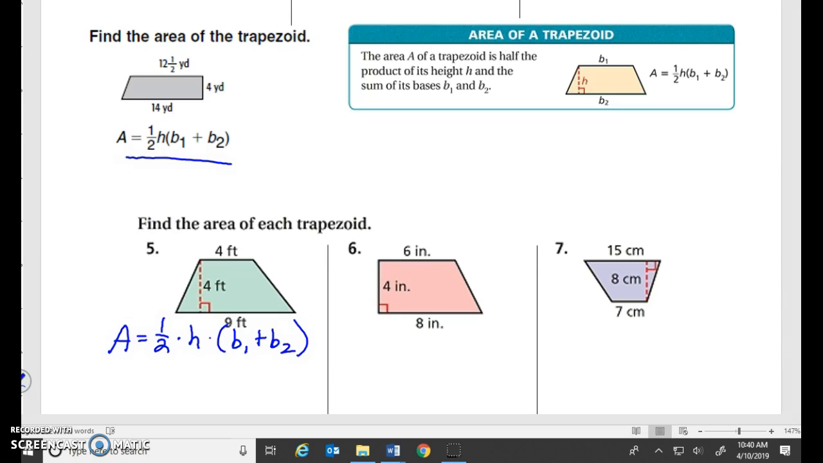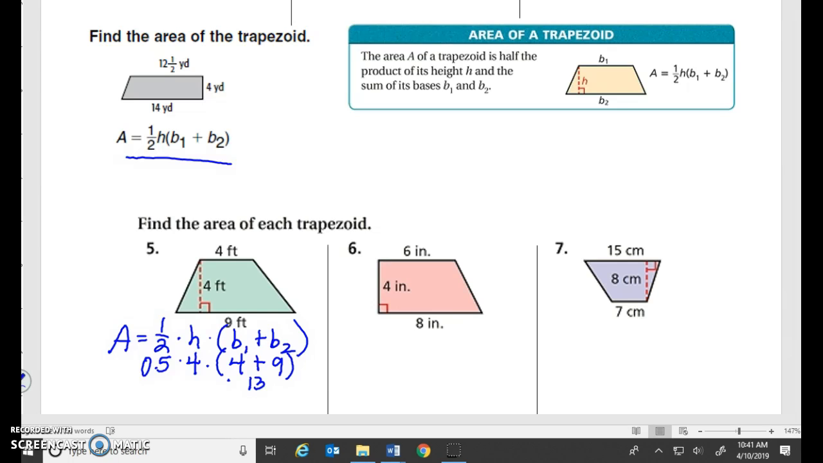So underneath 1/2, I'm going to write 0.5 times my height. The height always goes from base 1 to base 2. So it'll be 4 times parentheses. Base 1 is at the top, so 4 plus base 2, 9. According to order of operations, what must I do first? Parentheses. 9 plus 4 is? 13. And notice how I'm writing smaller because I've got to get 4 lines worth of work here.